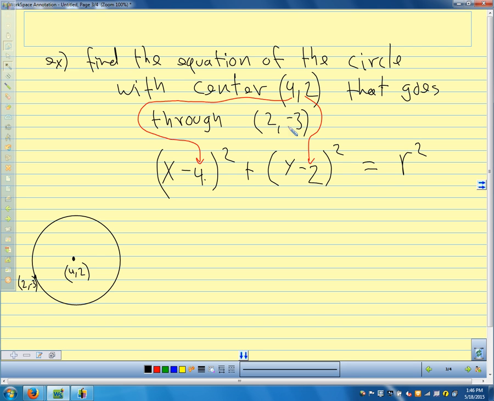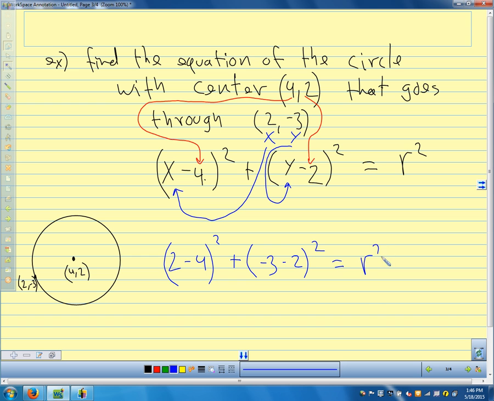We could figure out the distance, so that's essentially what we're going to do. But in this equation, where would we plug those in? X and Y. This is the X coordinate, right? And this is the Y coordinate. So I'm going to take that X and plug it in right there, and this Y and plug it in right there. So I get (2 - 4)^2, because we know that goes there from the center, plus (-3 - 2)^2 equals r^2.